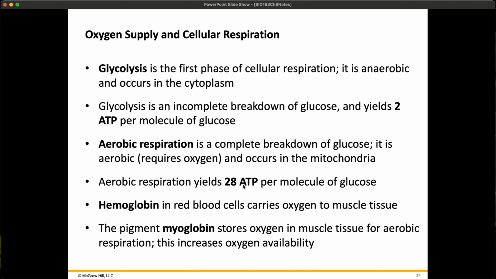To make sure that you have enough oxygen, we have 2 oxygen-carrying molecules, hemoglobin and myoglobin. Hemoglobin you might be more familiar with. It's what gives red blood cells their color. They can store 4 oxygen molecules per hemoglobin molecule, so you can have 4 oxygens binding to every hemoglobin. Myoglobin is in your muscles. It is specifically storing oxygen in muscle tissue, so it increases oxygen availability.